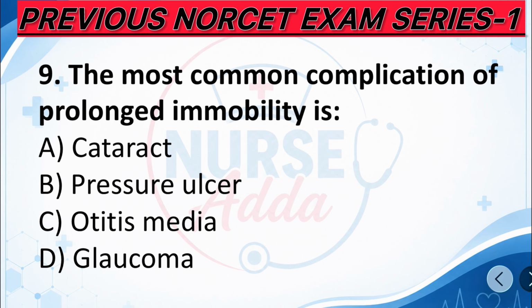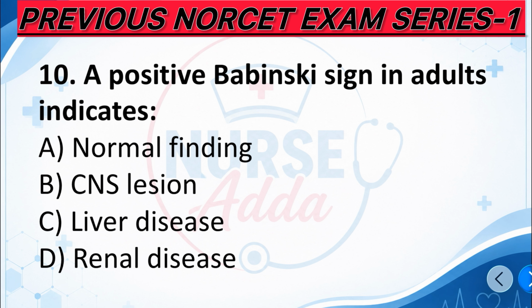Next question. The most common complication of prolonged immobility is cataract, pressure ulcer, otitis media, glaucoma. The right answer is option B. Next question. A positive Babinski sign in adults indicates normal finding, CNS lesion, liver disease, or renal disease. The right answer is option B, CNS lesion.